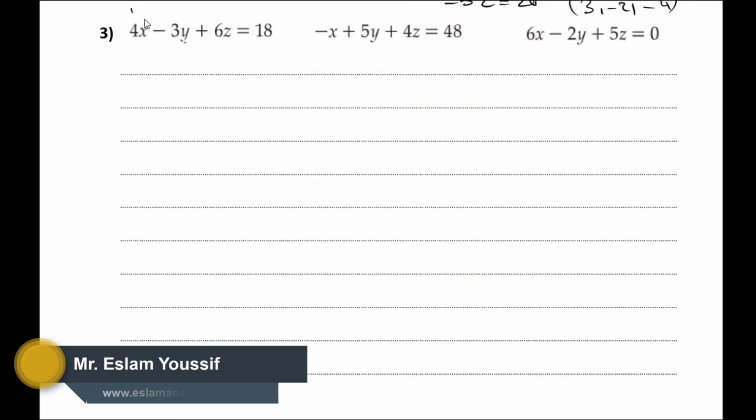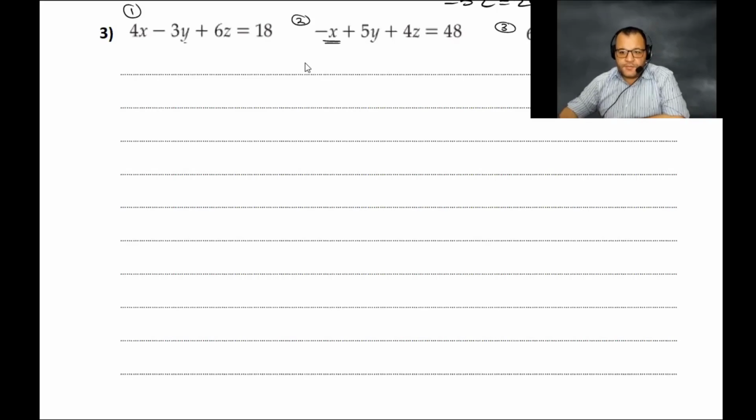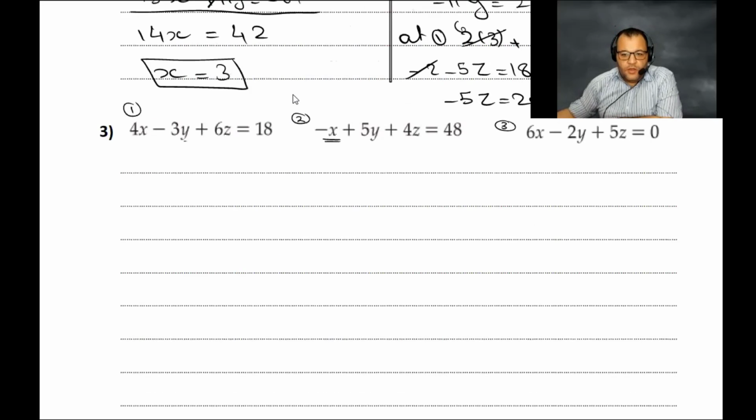So that's equation number 1, number 2, and number 3. If you look at number 2, you'll find that the coefficient is 1, so we'll use 1. Again, we'll solve question number 3. That's equation number 1, number 2, number 3. As you see now, we have negative x as the common, so we will use it to remove x from equation number 1 and number 2.